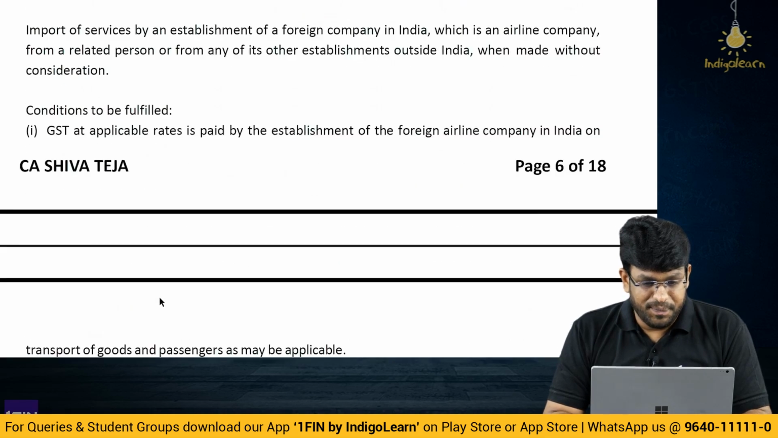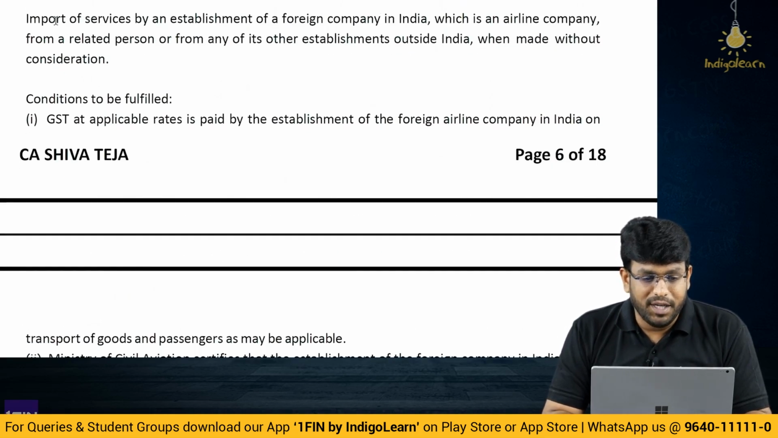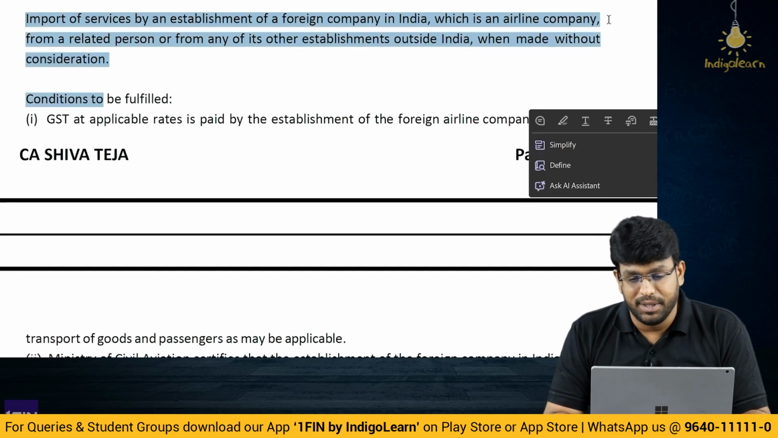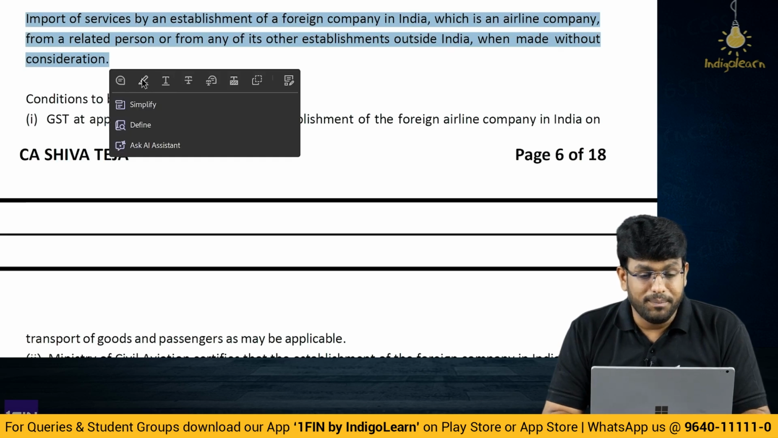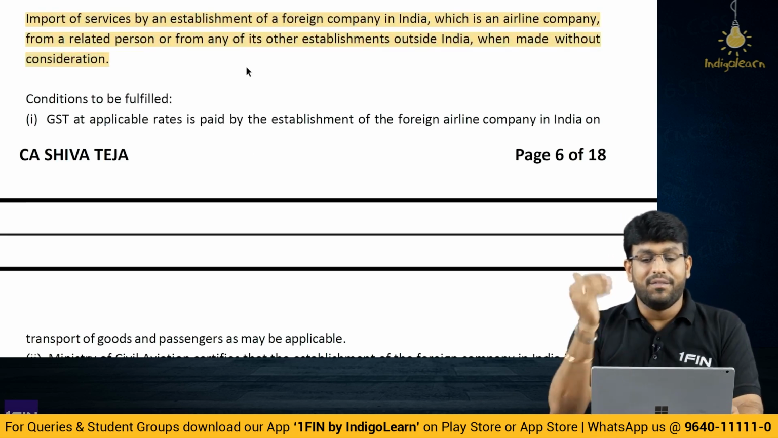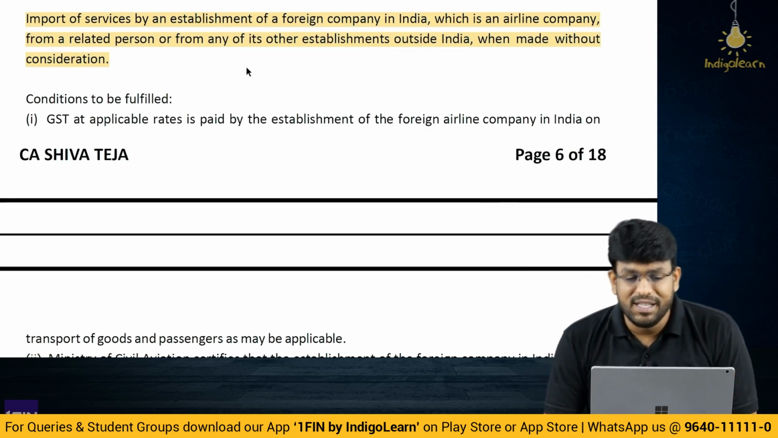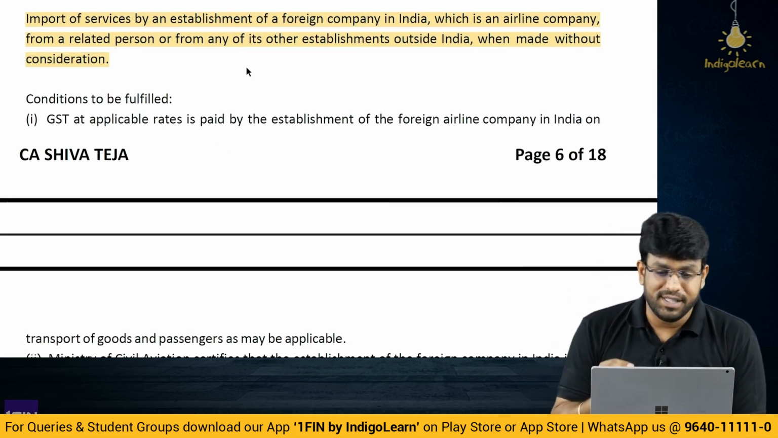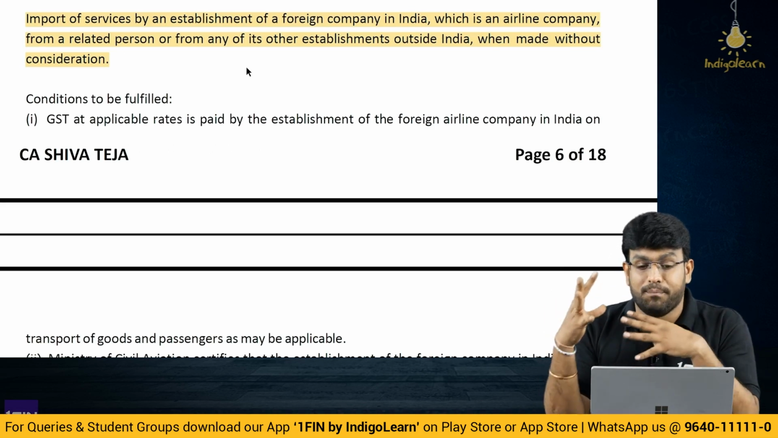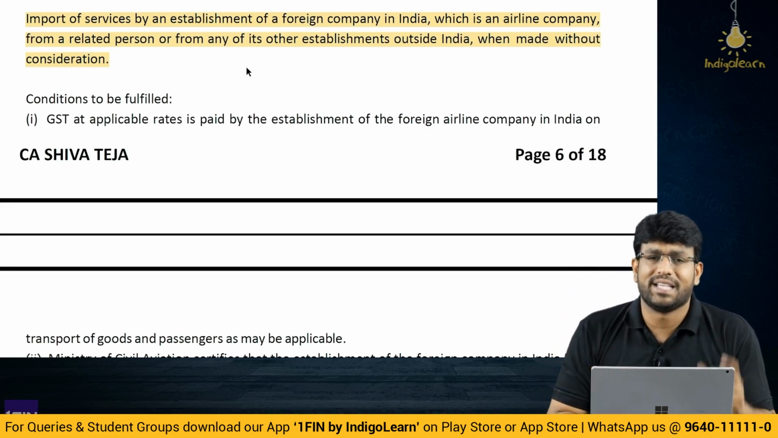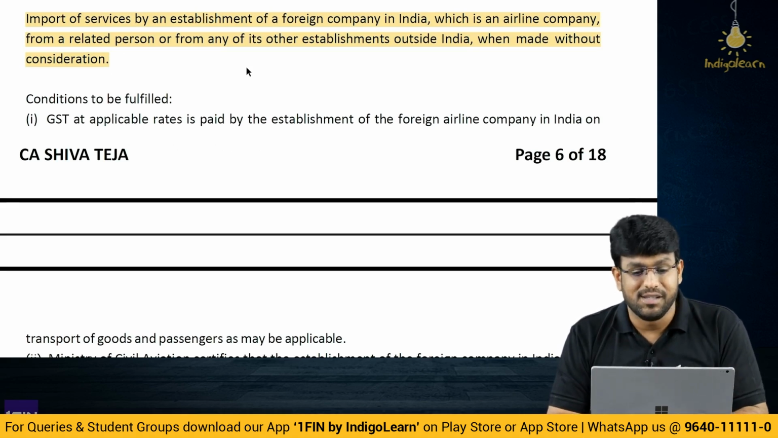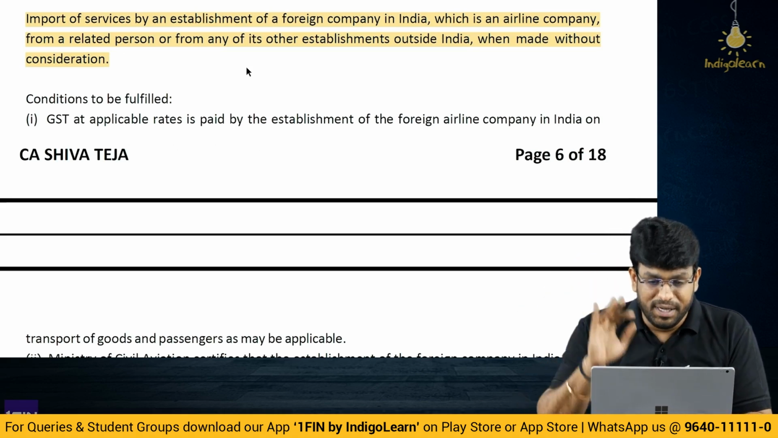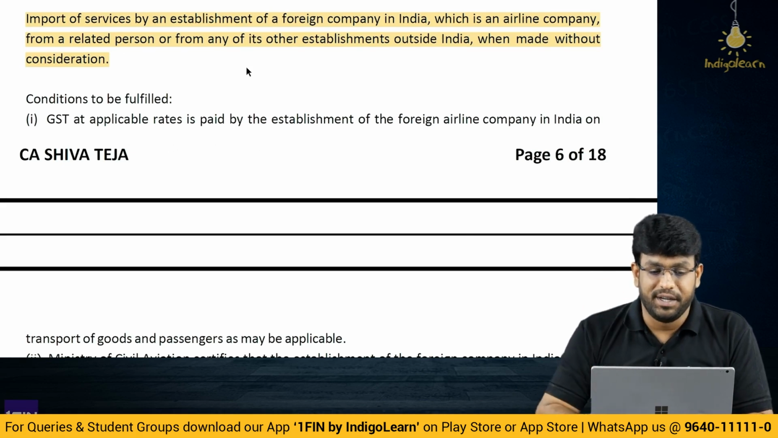Import of services by an establishment of a foreign company in India, which is an airline company, from related person or from any of its establishment outside India when made without consideration. Sir, who is importing service? See the point very clearly. Import of services by an establishment of a foreign company in India, which is an airline company. Example, maybe an establishment of Qatar Airways, establishment of Emirates, establishment of Singapore Airlines or Malaysian Airlines. We're talking about foreign airline company from a related person or from any establishment outside India.